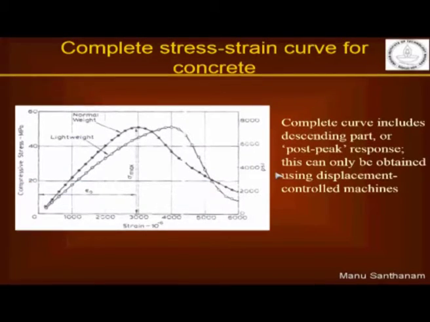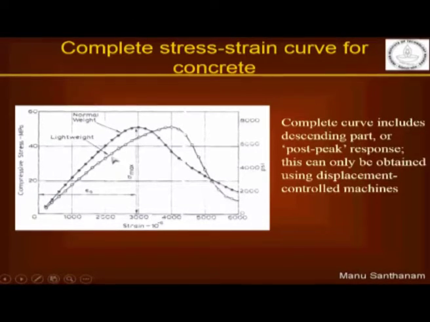Again, this is an example presented from the book by Neville. There are two stress strain relationships presented here. One is for a normal weight concrete. You can see the dark circles here, and you also have the ones for lightweight concrete, which are the open circles. So you have two different types of concrete for which the stress strain diagrams are given here.